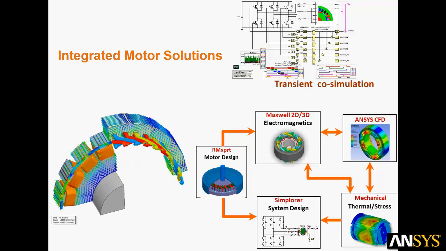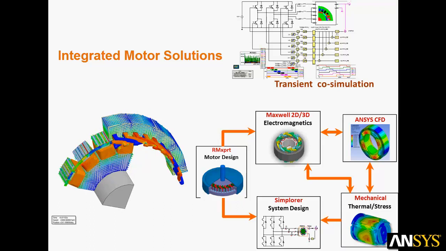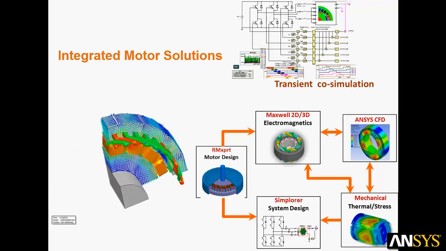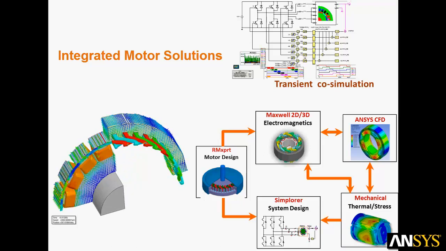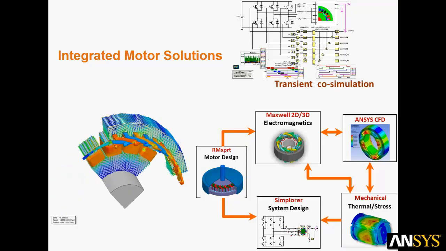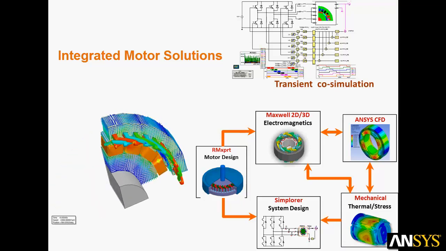RMxprt provides the initial motor design and 2D and 3D models. Maxwell performs 2D and 3D electromagnetics analysis. ANSYS CFD and ANSYS Mechanical are used for thermal and mechanical stress, and Simplorer ties all the physics together in a top-level system for drive circuits and other behavioral components.